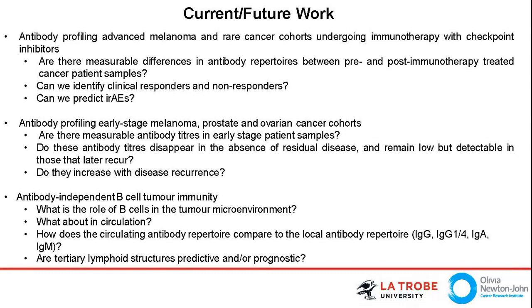It is important to note that if you are identifying tertiary lymphoid structures as being predictive or prognostic, you're probably overlooking that there is a big B-cell and antibody component there amongst your data.